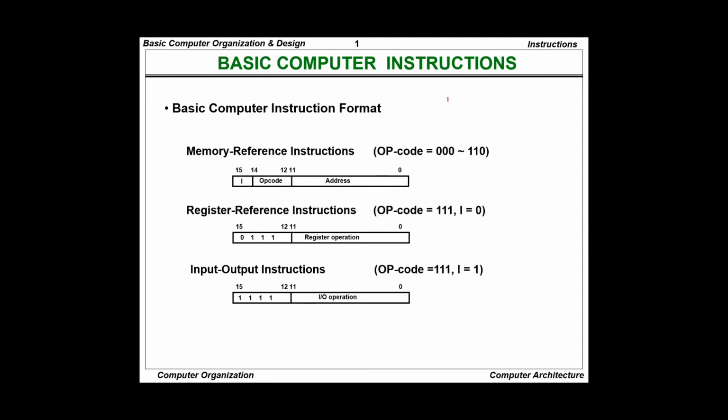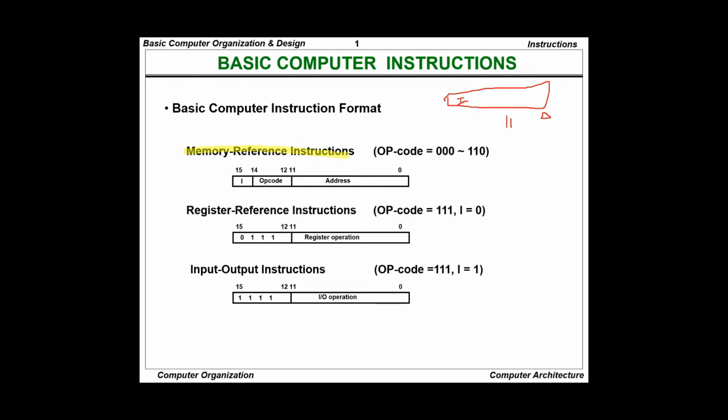So here now we have bits 0 to 11 as address, okay, and bits 12 to 14 as opcode, and the 15th bit as our I bit, okay. So this is the instruction format, right? And coming to basic instruction formats, we have three types of instruction formats here. The first one is memory reference instruction. Okay, so what is a memory reference instruction?